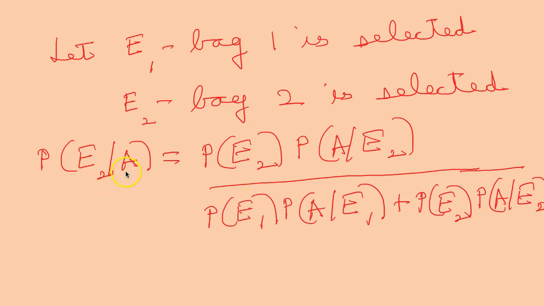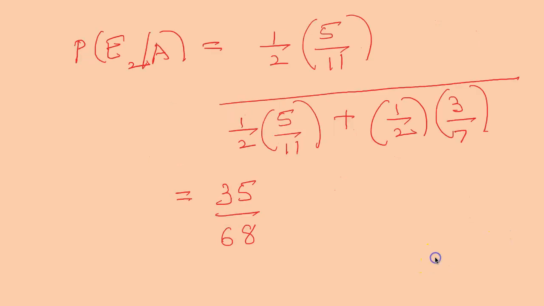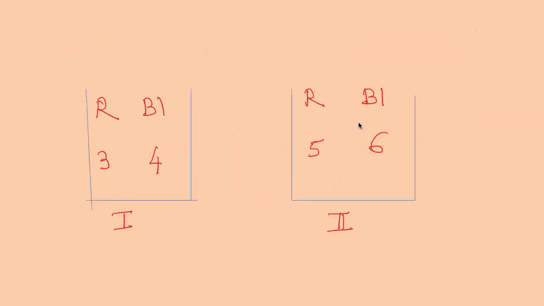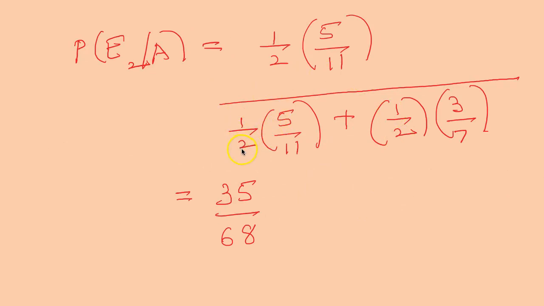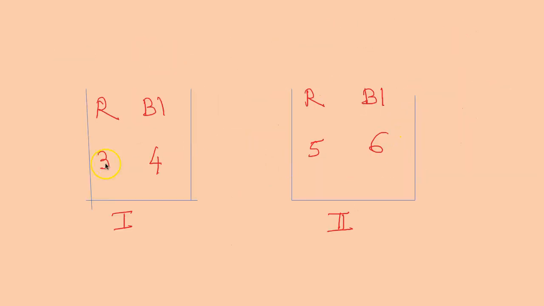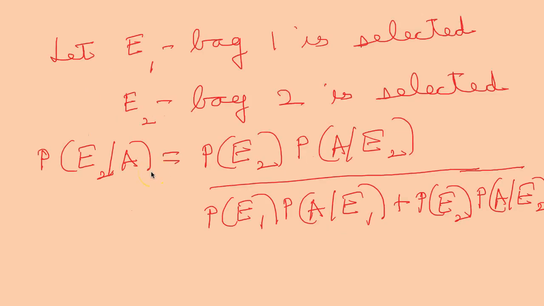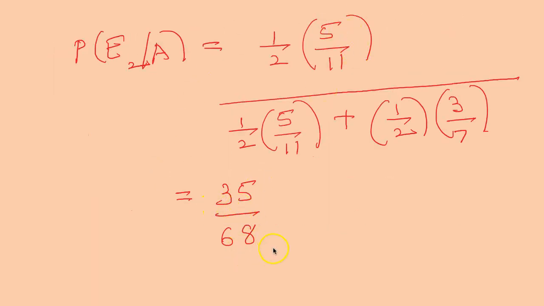So probability of E2 given A is probability of E2 into probability of A given E2 by probability of E1 into probability of A given E1 plus probability of E2 into probability of A given E2. Now probability of selecting the second bag is half. Probability of selecting a red ball from the second bag is 5 by 11. Again we have 1 by 2, 5 by 11 repeated. Probability of selecting the first bag is half, and probability of selecting a red ball from the first bag is 3 by 7. So simplifying, we get it as 35 by 68.